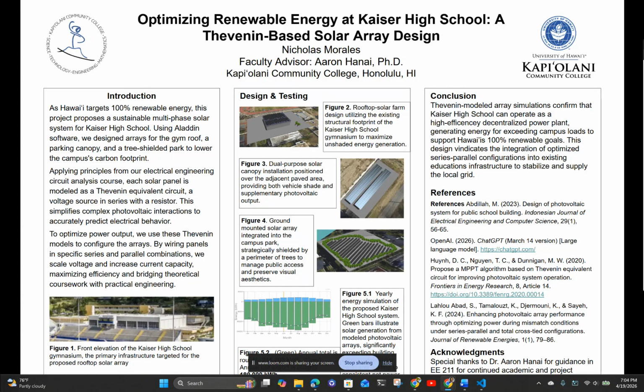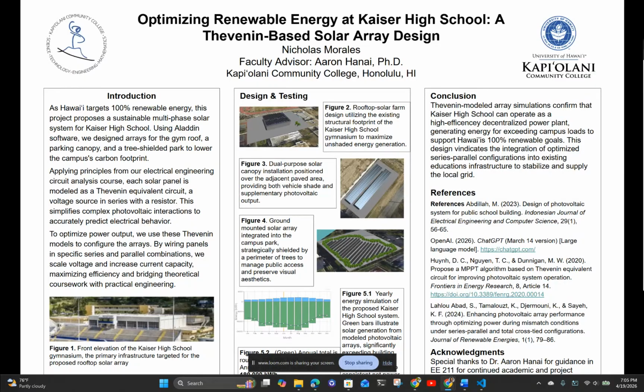The point of these simulations was to see how the Thevenin equivalent circuit can be modeled in each panel. That's it, a voltage source in series with a resistor. Using the animated heliodon feature, this tool allowed me to measure the exact angle of the solar panel relative to the Kaiser specific coordinates throughout the year.